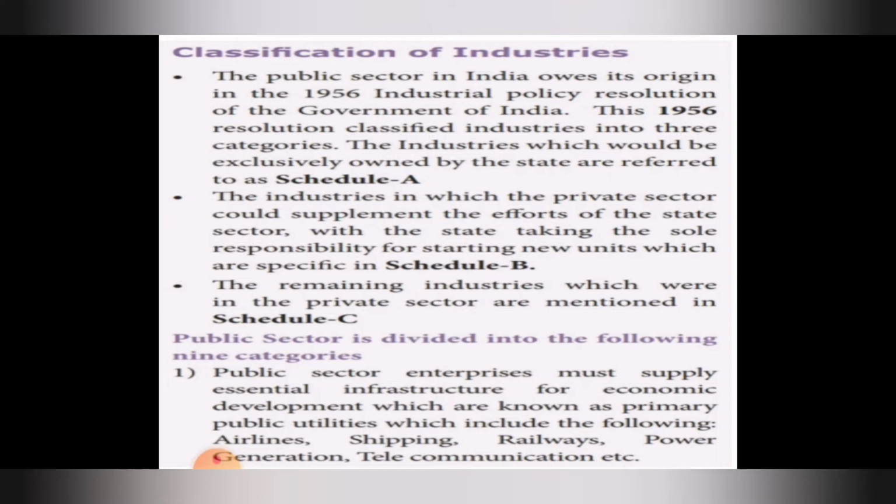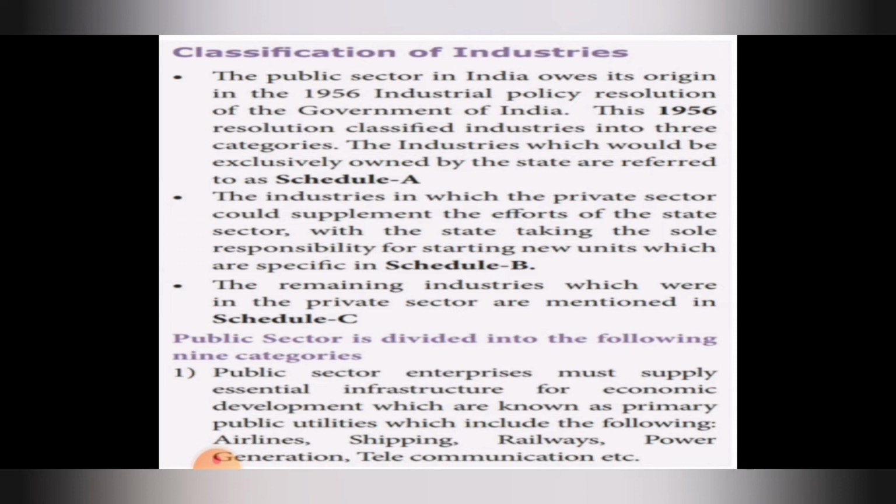The industries in which the private sector could supplement the efforts of the state sector, with the state taking the sole responsibility for starting new units, are specified in Schedule B. The remaining industries which were in the private sector are mentioned in Schedule C. Now, coming to the public sector, it is divided into the following 9 categories.